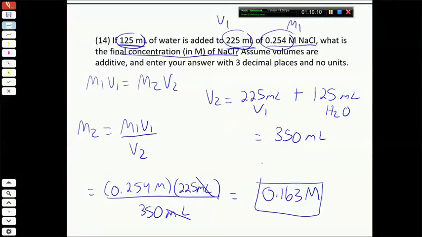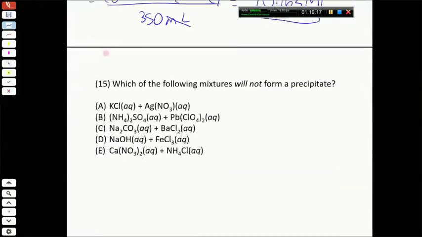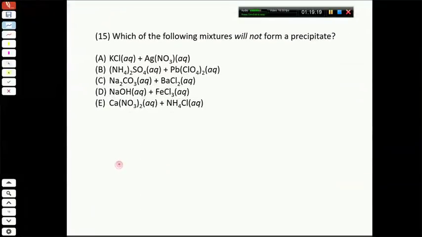All right, questions on dilution? All right, we'll just keep going then, because it's got about 6 more to do.